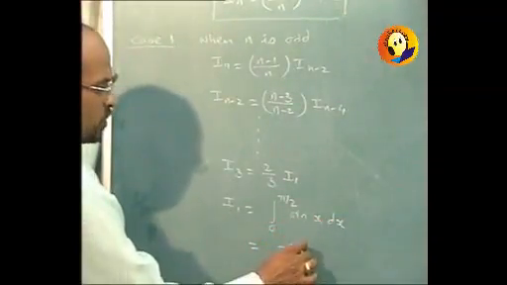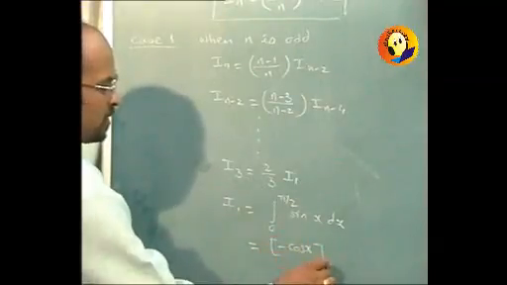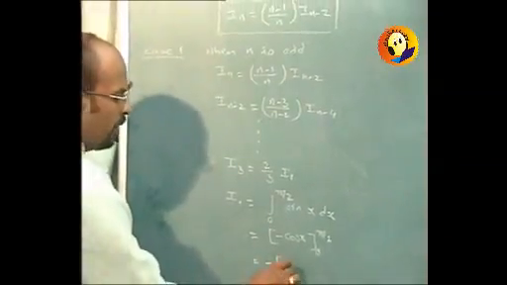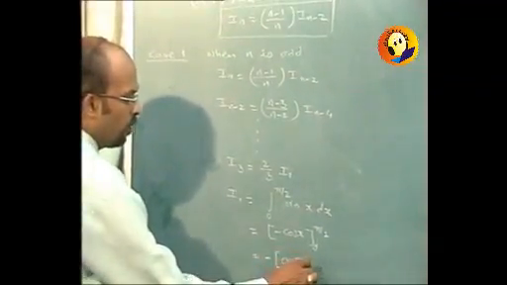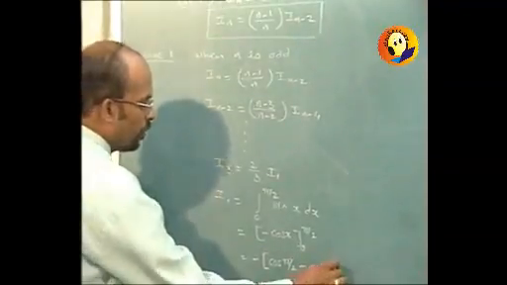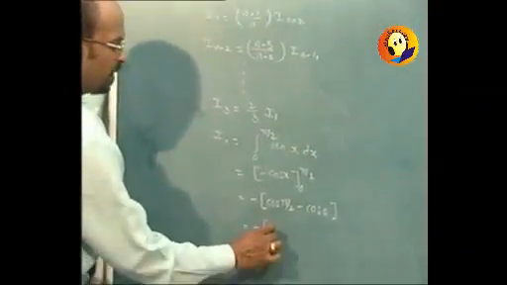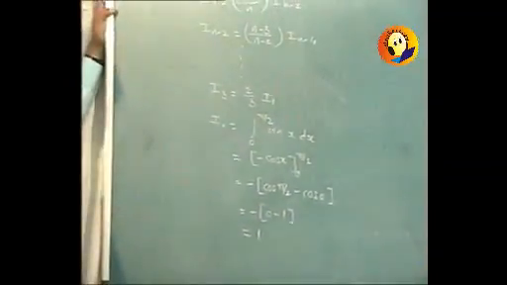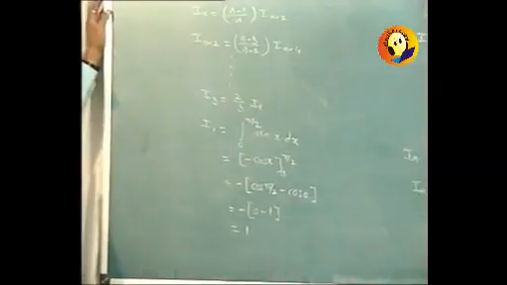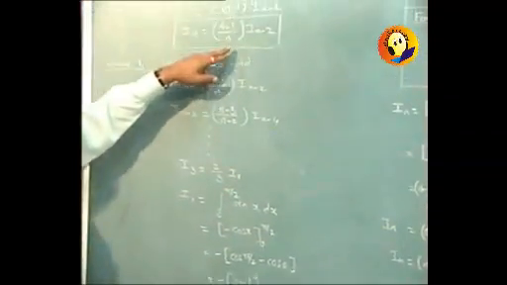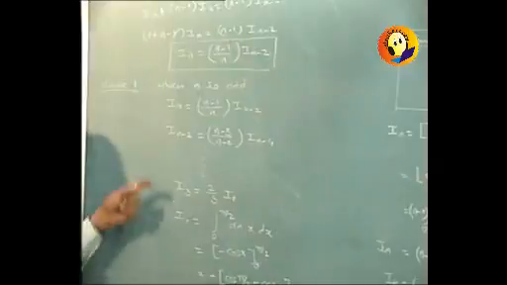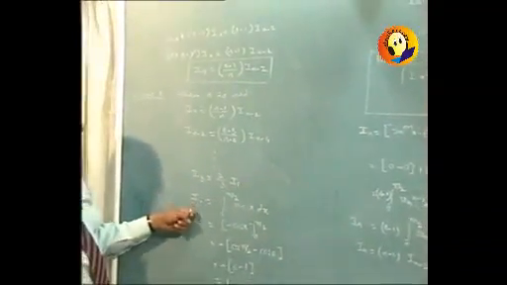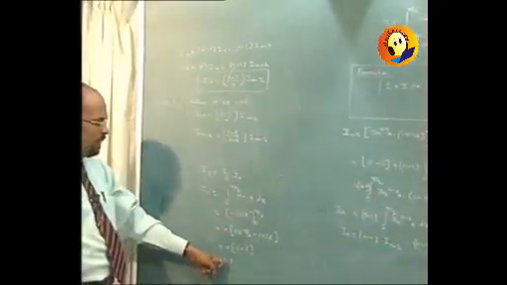Integration of sin x is minus cos x between limits 0 to pi by 2. So it will be minus of, at upper limit cos pi by 2, minus at lower limit cos 0. So it will be minus into bracket 0 minus 1, which is equal to plus 1. So we have got the reduction formula, which is In equal to n minus 1 upon n I(n-2), and from that we are considering the first case when n is odd. We end up with saying that I1 comes out to be simply 1.